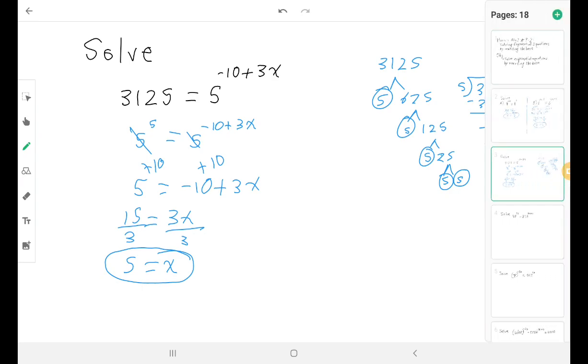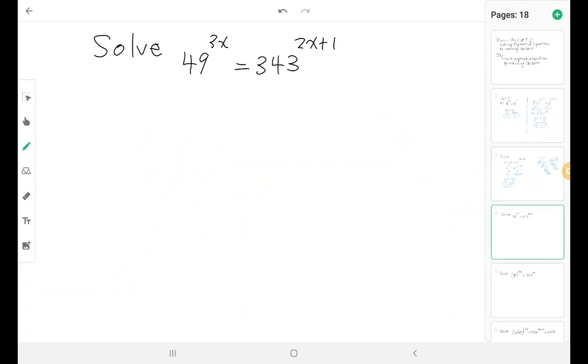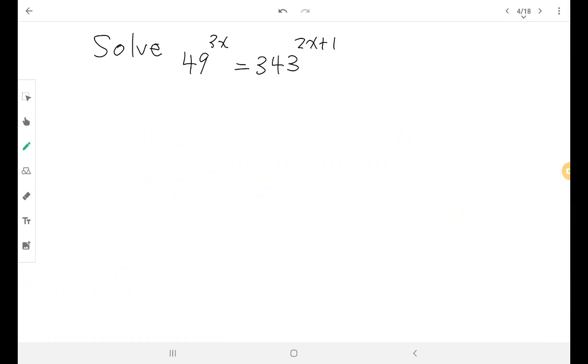And let's go on to our next problem. Now we've got two things with bases, but they're different bases. And the thing that you would hope for is that you could take the larger one and call it a power of the smaller one, like we did in the last one. We turned that big number into a power of 5. However, if you do 49 times 49, it turns out to be way bigger than 343. You can check that on a calculator.